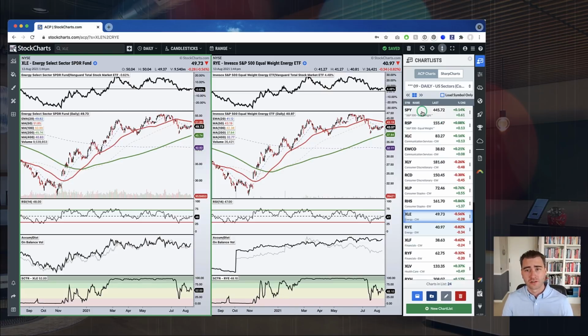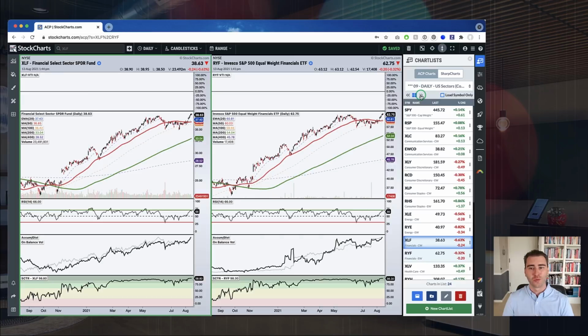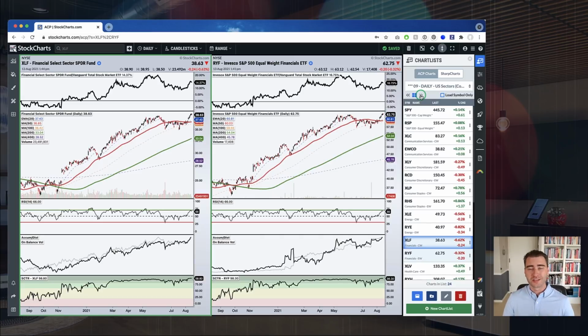But here, for these sectors specifically, I've found that in ACP, this use of these multi-chart modes is incredibly powerful, being able to compare these sectors, again, in cap weight versus equal weight flavor. So really easy to set up here.